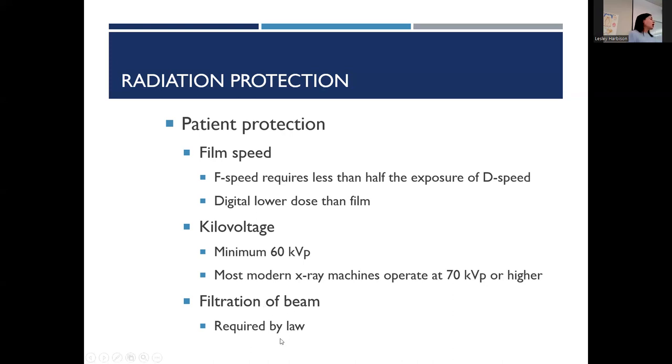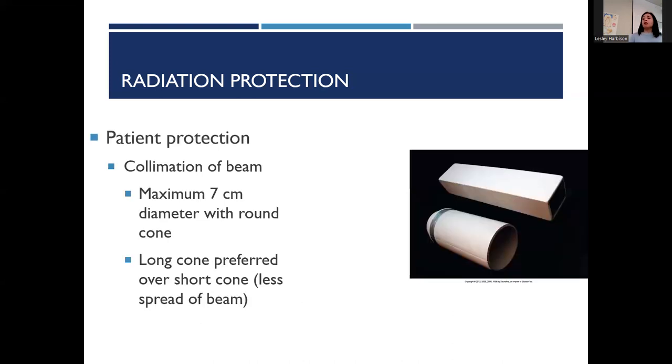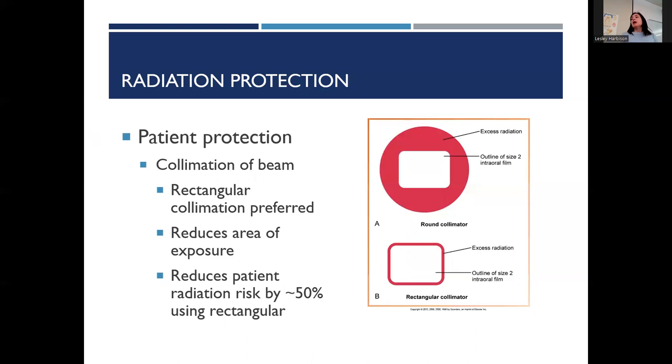Filtration of the beam is required by law. We will have either 1.5 millimeter or 2.5 millimeter, depending on the kVp of your x-ray unit. For collimation of the beam, the maximum is 7 centimeters in diameter with a round cone. A long cone is preferred over a short cone because you get less diffusion, so less spread of your beam. If you have a round beam, you can see how much more radiation they'll get on their face, whereas a rectangle dials it down to just a small area. Using a rectangular collimator reduces the patient's radiation by 50%, reduces the area of exposure, and is preferred.